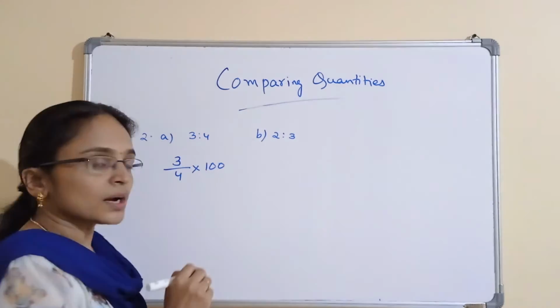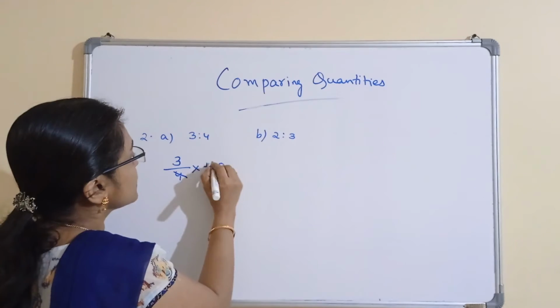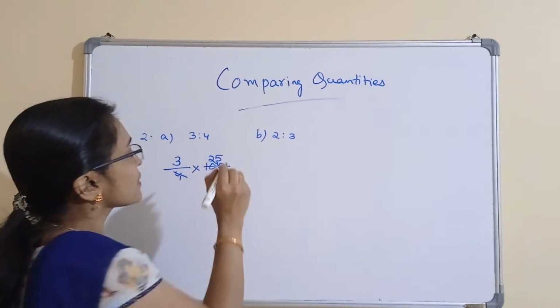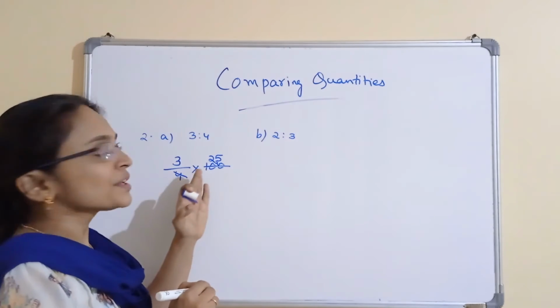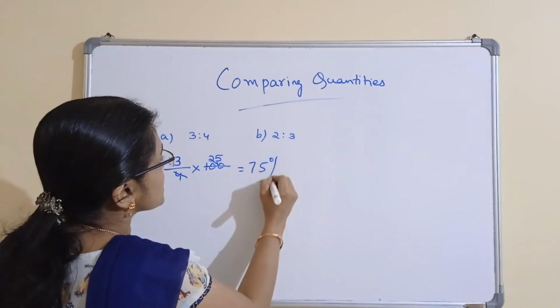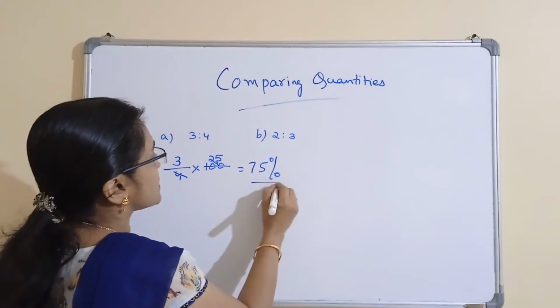3 by 4 into 100: 4 will go in 10 twice, then 2 remainder. 20 by 4 is 5. We know that 4 will go in 100 25 times. So 3 into 25 is 75. So 75% is the answer.